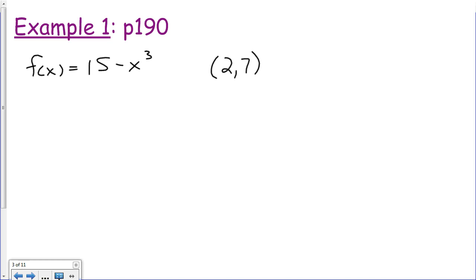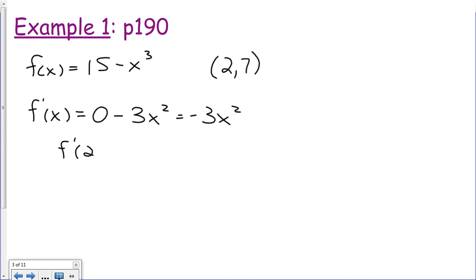To find the equation of the tangent line, I need two things. I need a point, which they gave us, an x and a y value, and I need to know the slope. Slope comes by way of a derivative, so let's find the derivative. The derivative of 15 minus x cubed: the derivative of 15 is 0, minus the derivative of x cubed, which is 3x squared. So this turns out to be negative 3x squared. In particular, we want to find the slope at x equals 2, the x value they gave us. If we plug in 2, negative 3 times 2 squared is negative 12.